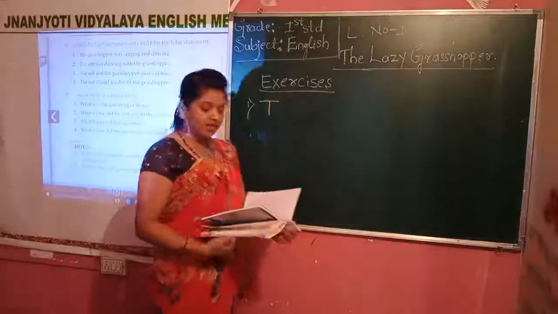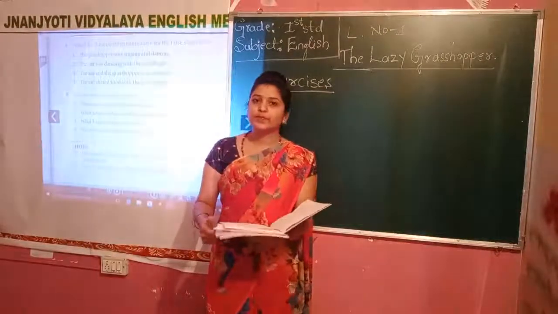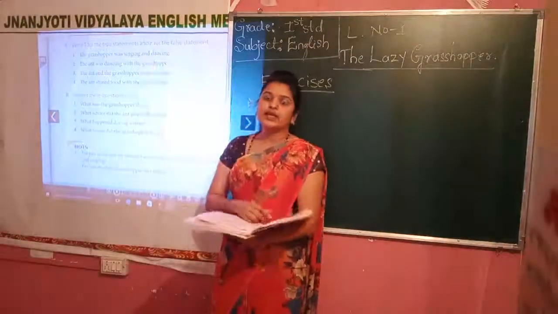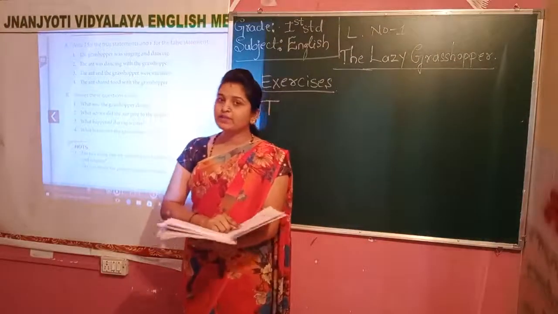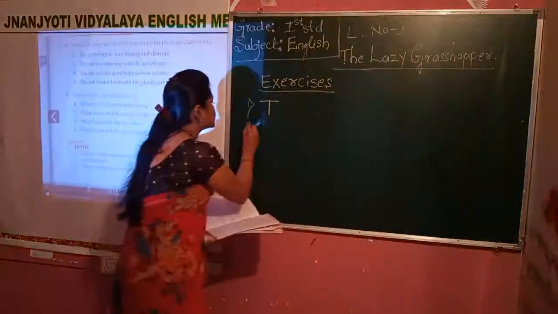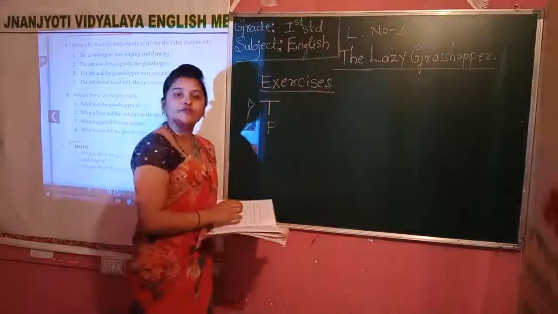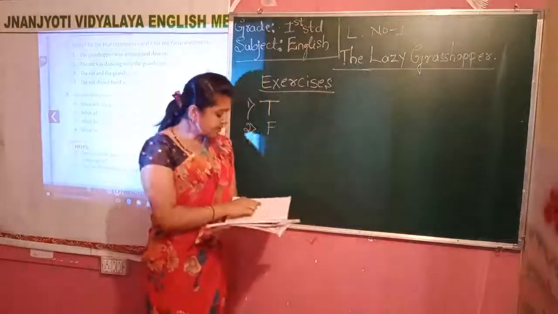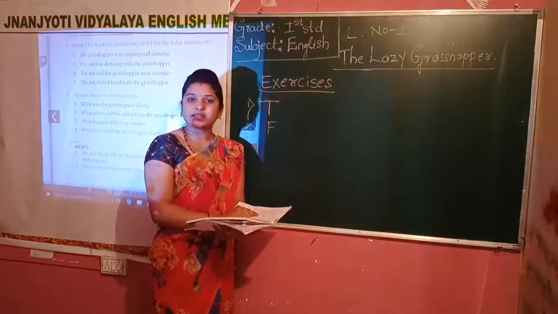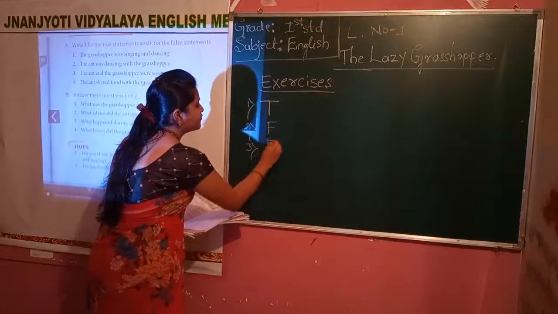T. Second question. The ant was dancing with the grasshopper. Is the ant dancing with the grasshopper? No, it is false. So you should write F for false statement. Third one, the ant and the grasshopper were enemies. Are they enemies? No. False.